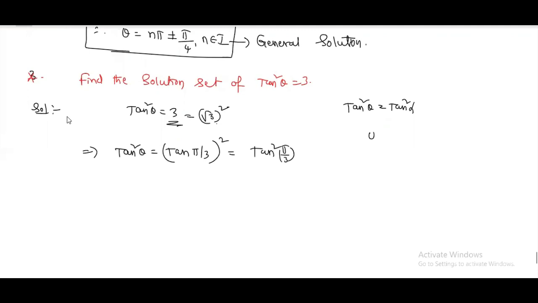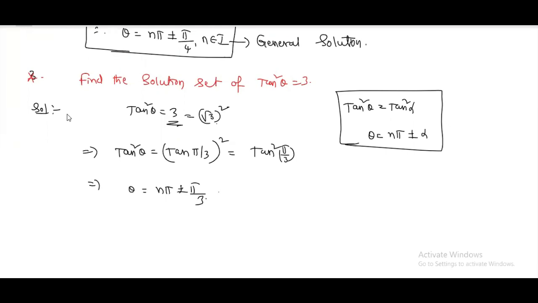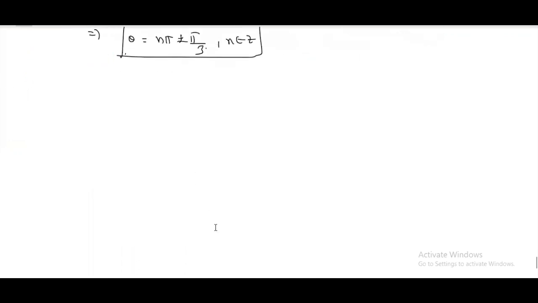So now the formula for this one also: theta is equal to n pi plus or minus alpha. So we'll get theta is equal to n pi plus or minus pi by 3, where n belongs to Z, so integers. So this is the way how we will solve this one. So let's see the next question.